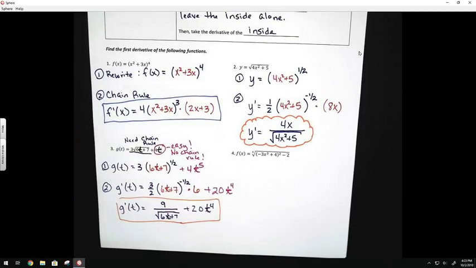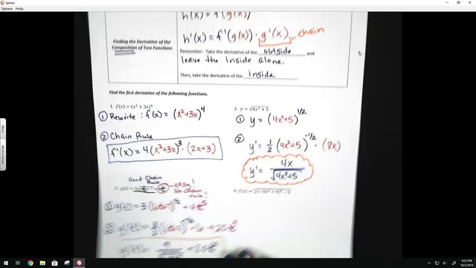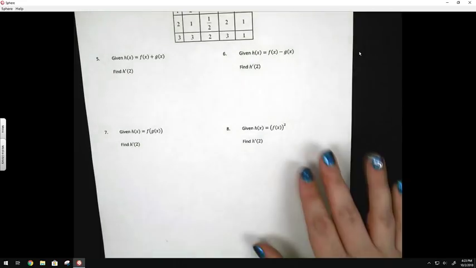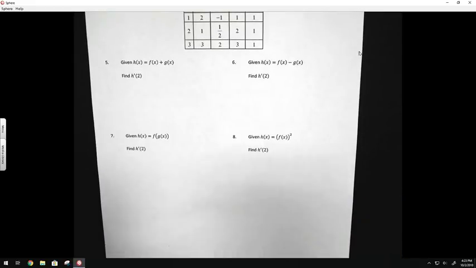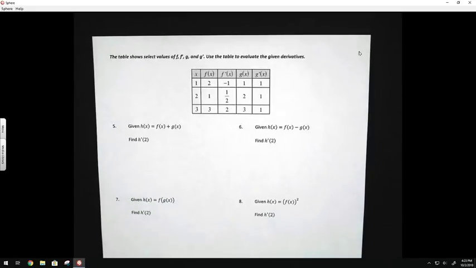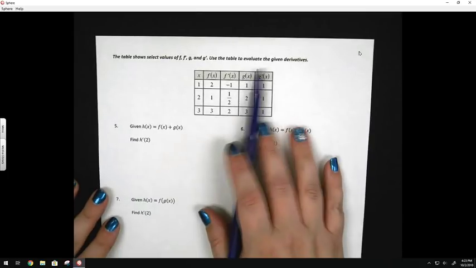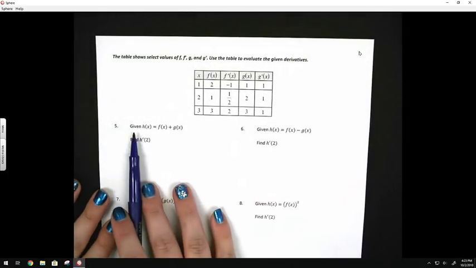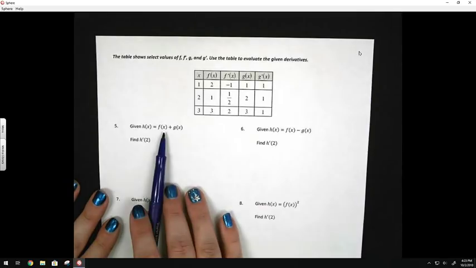All right. We are actually going to do number 4 in class together, just to make sure that we're all kind of on the same page. And we're also going to do these table ones in class, except for I'm going to do the first one and the third one, just to kind of give us an idea. So we've got f, f prime, g, and g prime, and we're going to use the table to evaluate the given derivatives. So we were given that h of x is equal to f of x plus g of x.